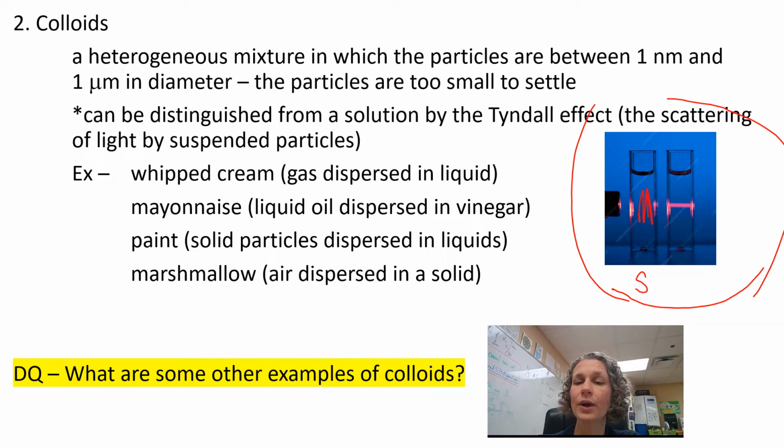In the colloid, because the particles are big enough, they actually will reflect the light. And so that's why you can see that little beam right in the middle. And so that's kind of the easiest way to distinguish between a colloid and a suspension. But some examples: whipped cream is considered a colloid. It's gas dispersed in liquid.